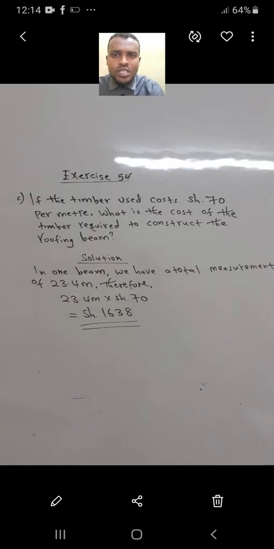Good. When you go to C, if the timber costs shilling 70 per meter, what is the cost of the timber required to construct the roofing beam? Each and every meter is 70 shilling.